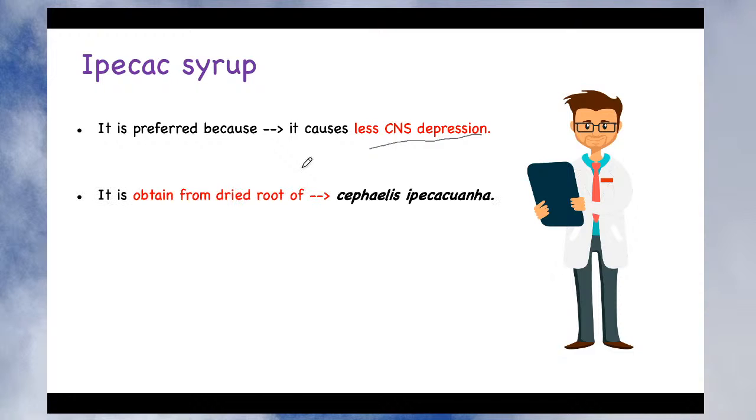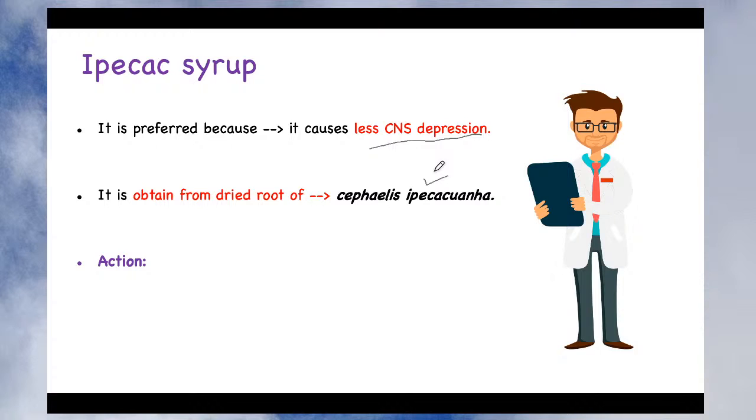So let's see what the source is. It is obtained from the dry root of Cephaelis ipecacuanha. So this is the herbal source. Cephaelis ipecacuanha is the plant, and it is obtained from its dry root. So it is basically the extract of Cephaelis ipecacuanha.